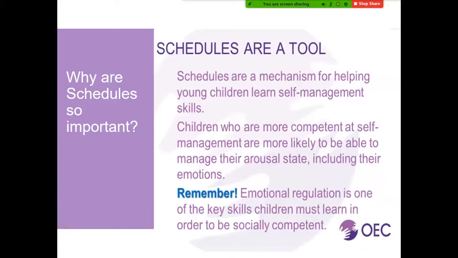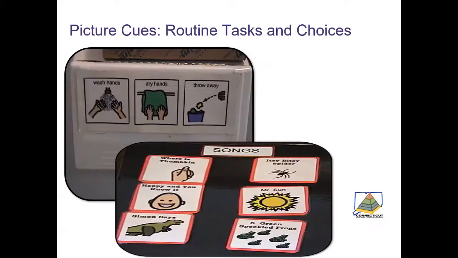And schedules are a tool. They are the biggest tool. They are the mechanism for helping young children learn self-management skills. And then children who are more competent at self-management are more likely to be able to manage their own arousal state, including their emotions. So remember that emotional regulation is one of the key skills children must learn in order to be socially competent. So we might want to refer back to the Connecticut ELDS for emotional regulation in the domains and strands, to look at the environmental factors which support this.